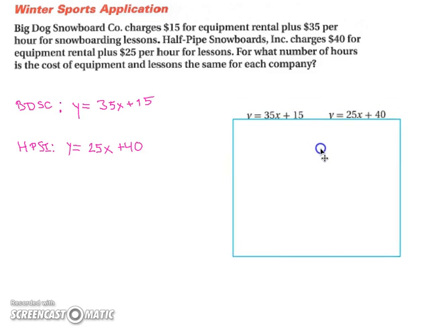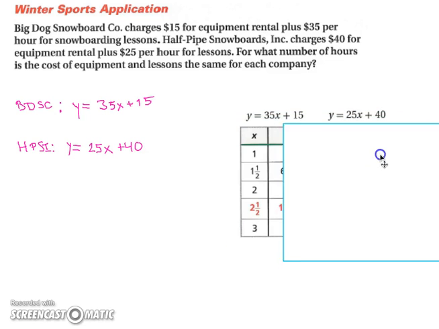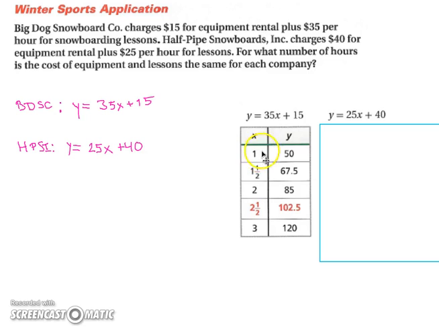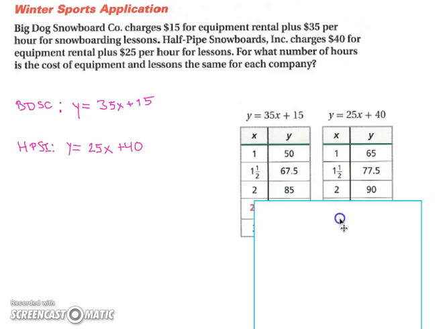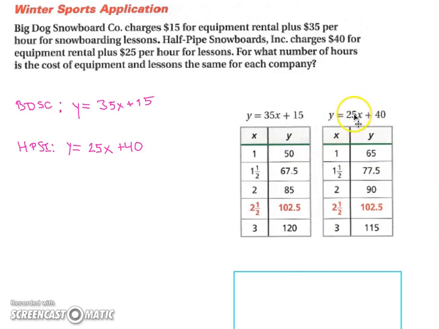Alright, so let's start by making a table. We're going to make a table of values for each. For our first one, we'll pick 1, 1.5, 2, 2.5, and 3. When we plug those values in, you get an output for each of these. And then do the same thing with your second equation, y equals 25x plus 40. So you have your inputs, I would pick the same numbers for these, and then you get your outputs. Well, when are both of your outputs the same?